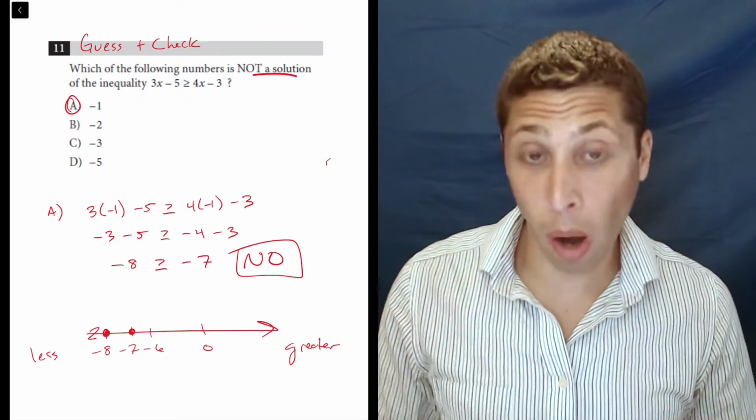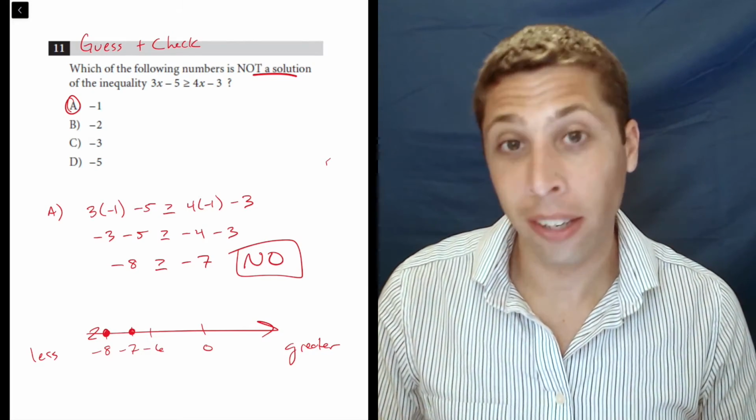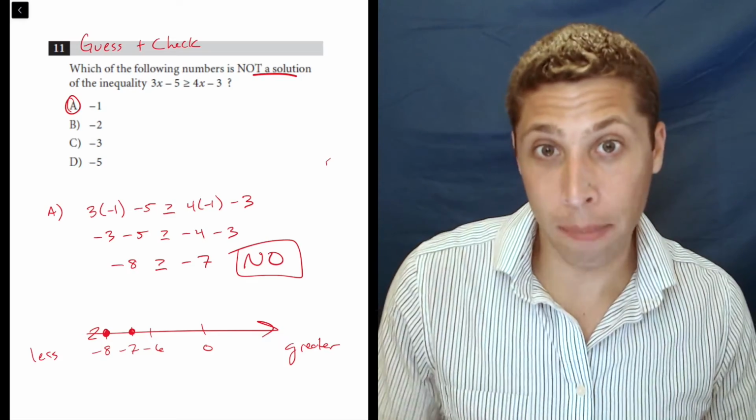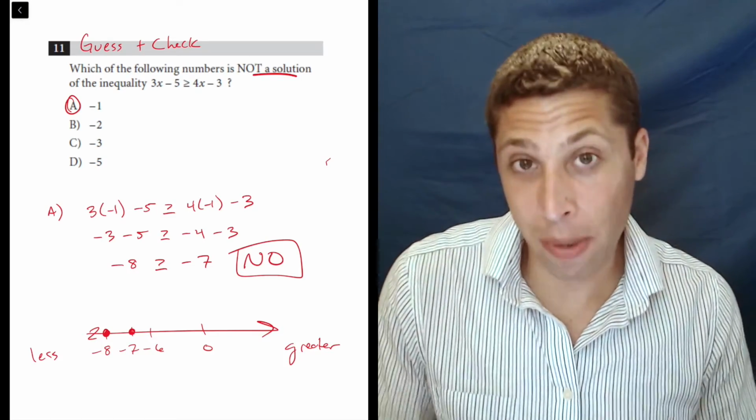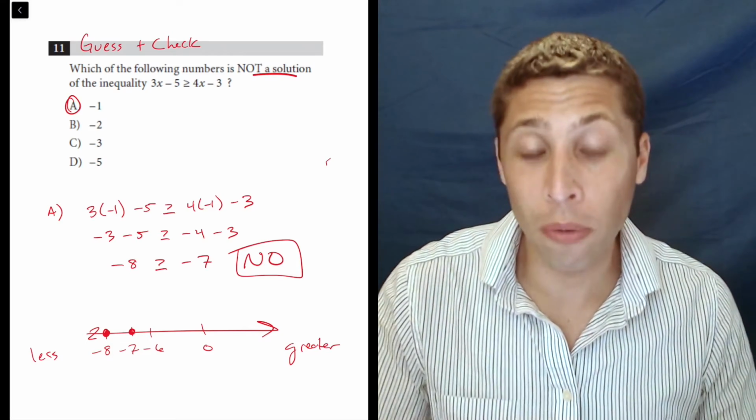And look, if I guessed wrong, if A wasn't the answer, I would just do this exact same thing with a different number, with a different choice. But I'm done. I've proven A is the answer. The best thing about guess and check is once it checks, you're done. Your guess is good. You can move on.